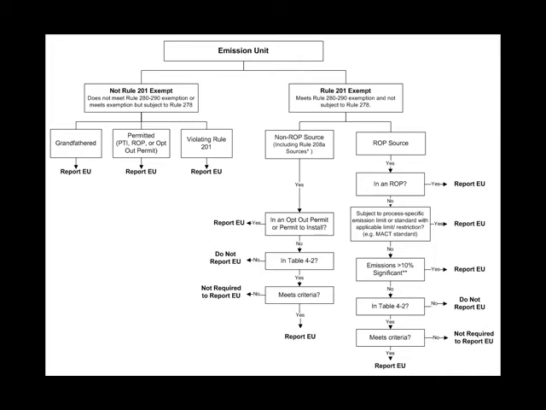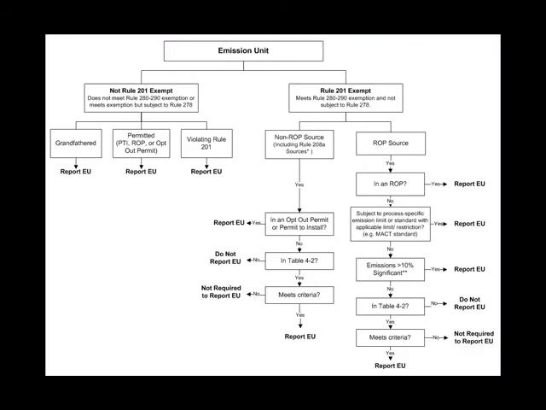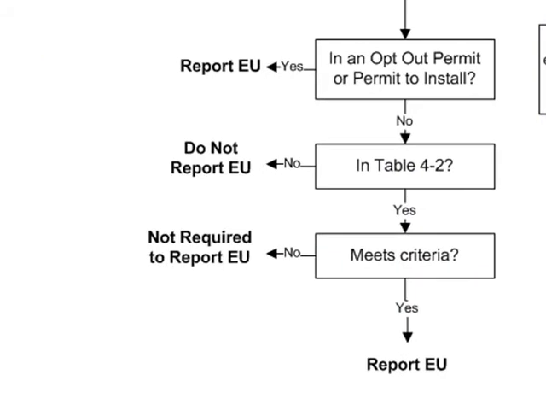And you can see Table 4-2, part of Table 4-2 from the MAERS User Guide and Workbook, and it identifies certain rules that exempt activities and processes. According to the decision tree, you have to take a look at that table, and if the rule that exempts that emission unit is not in the table, then you do not have to report the emission unit.